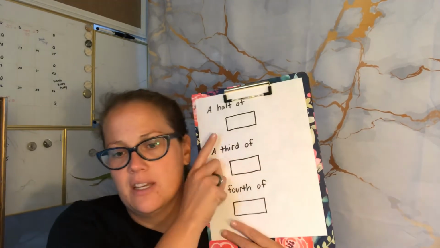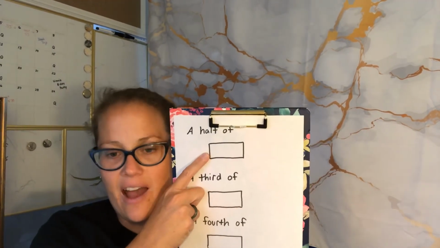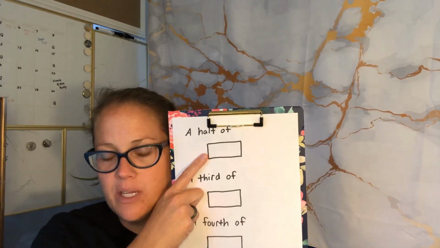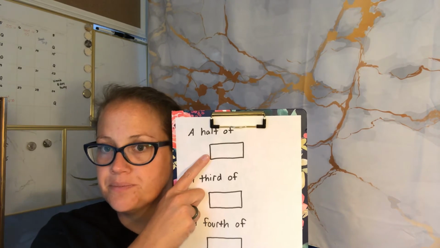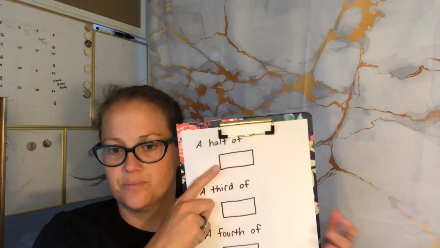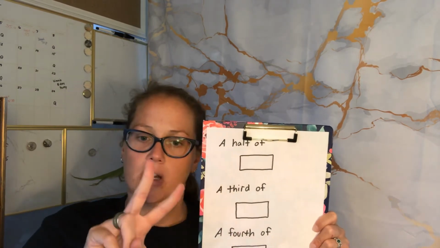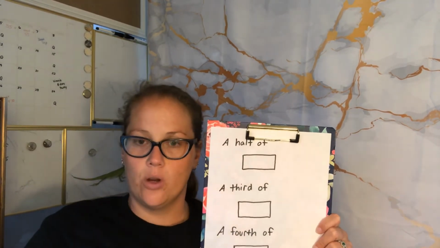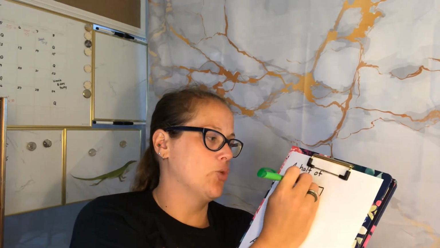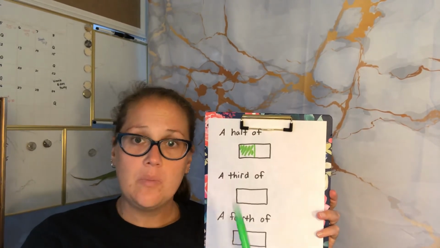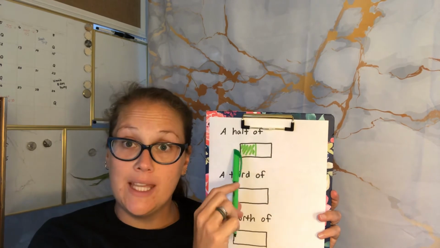How many pieces for a fraction for half of? If you have halves, how many pieces make one whole? Halves. I should see 2 fingers. 2 halves make one whole. So if I have a half of something and I want to shade it green, for example, this is a half of my rectangle. I cut it into 2 equal pieces.